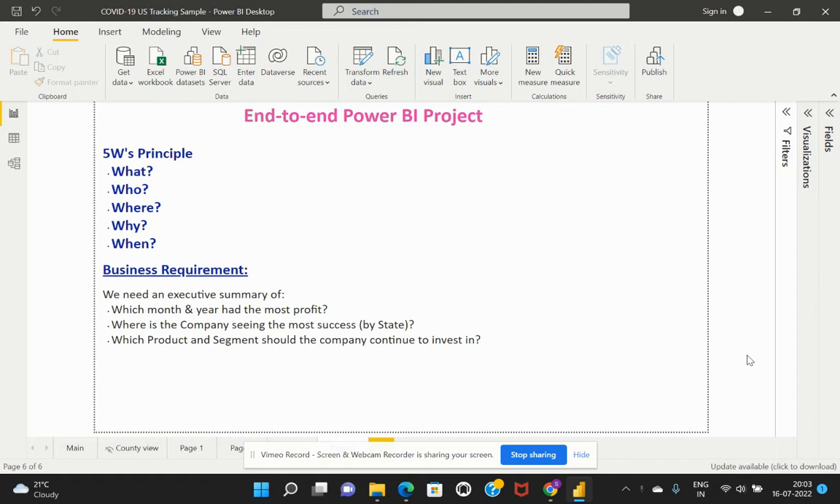Today we will be discussing the process that takes place while we handle an end-to-end Power BI project. So in this session we will be discussing the various phases of having a Power BI project delivered to the end user.